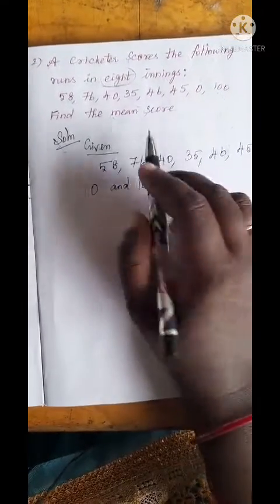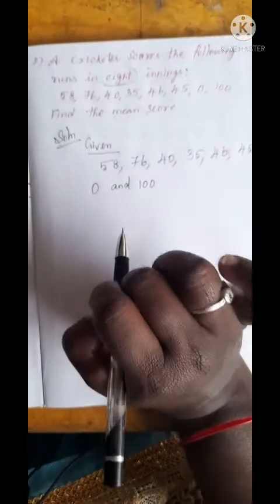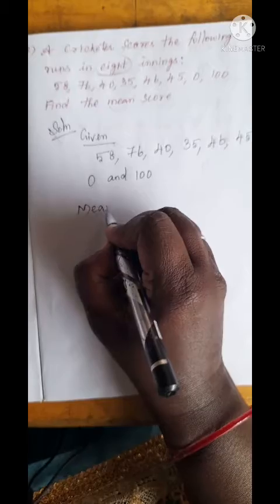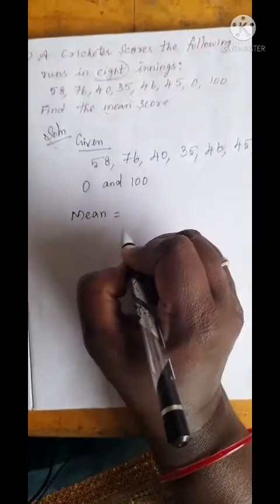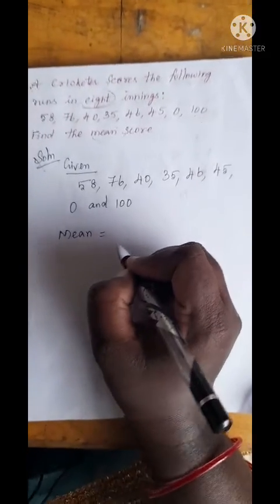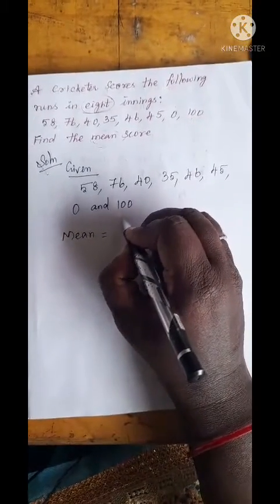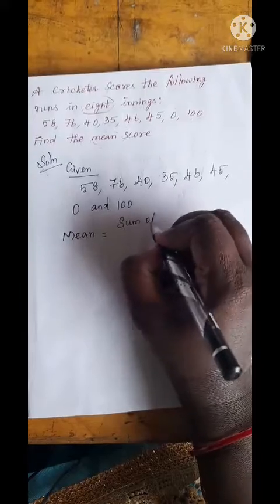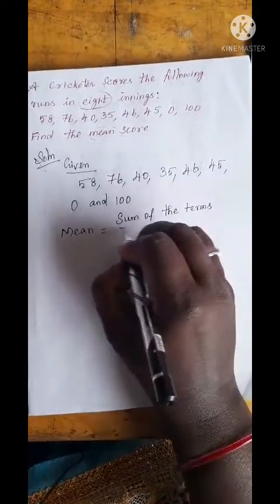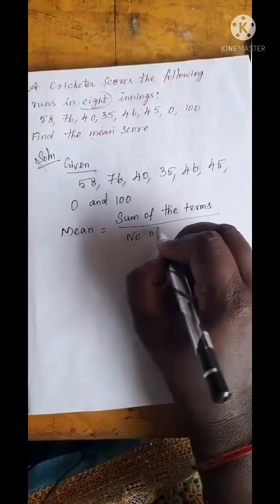These are all the scores in 8 innings. Now you need to find the mean for this. Mean is called average. Average and mean both have the same meaning. So mean is equal to the sum of the terms divided by the number of terms.